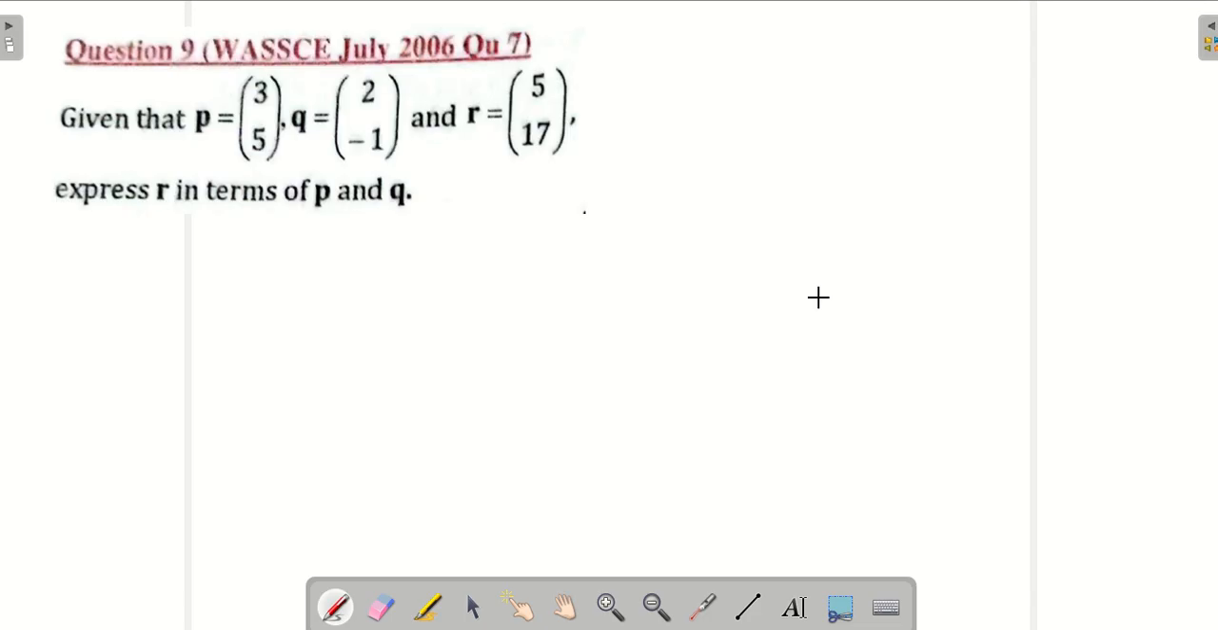Now solve this one fast. Given that P, can you solve this one? Solve this one. The first person to solve will take 1 CD. Given that P is (3, 5), Q is (2, negative 1), and R is equal to (5, 17). Express R in terms of P and Q.